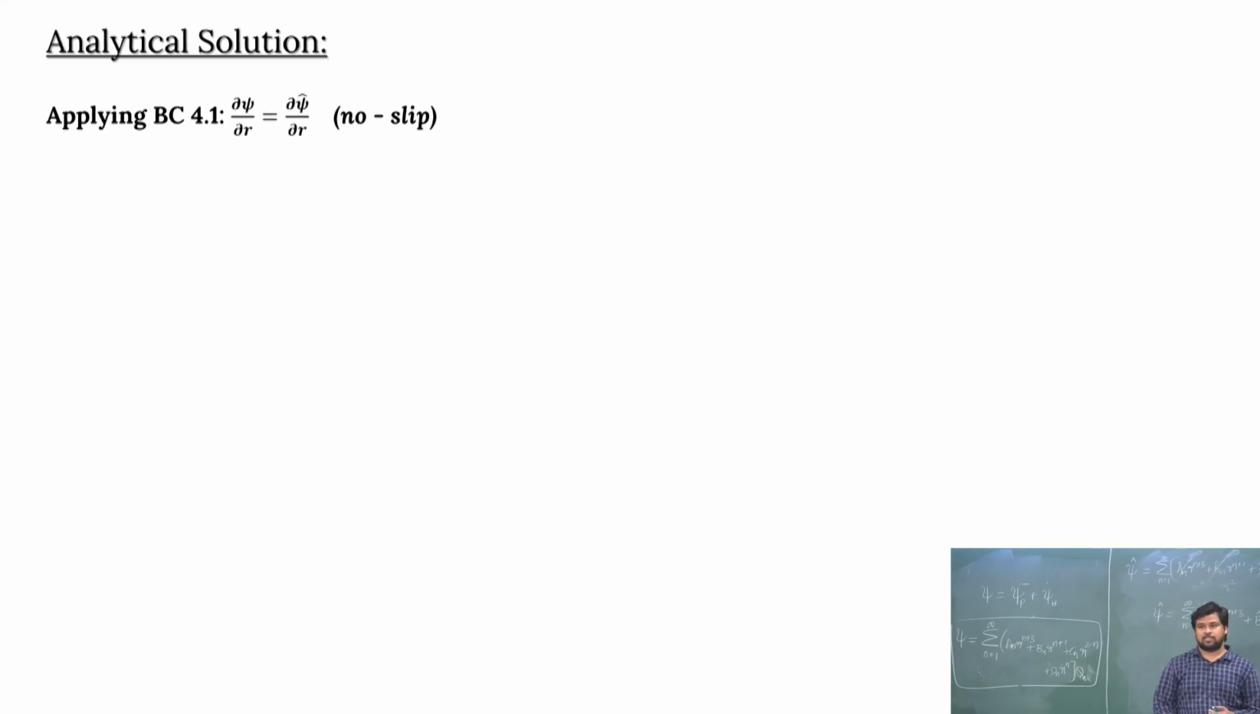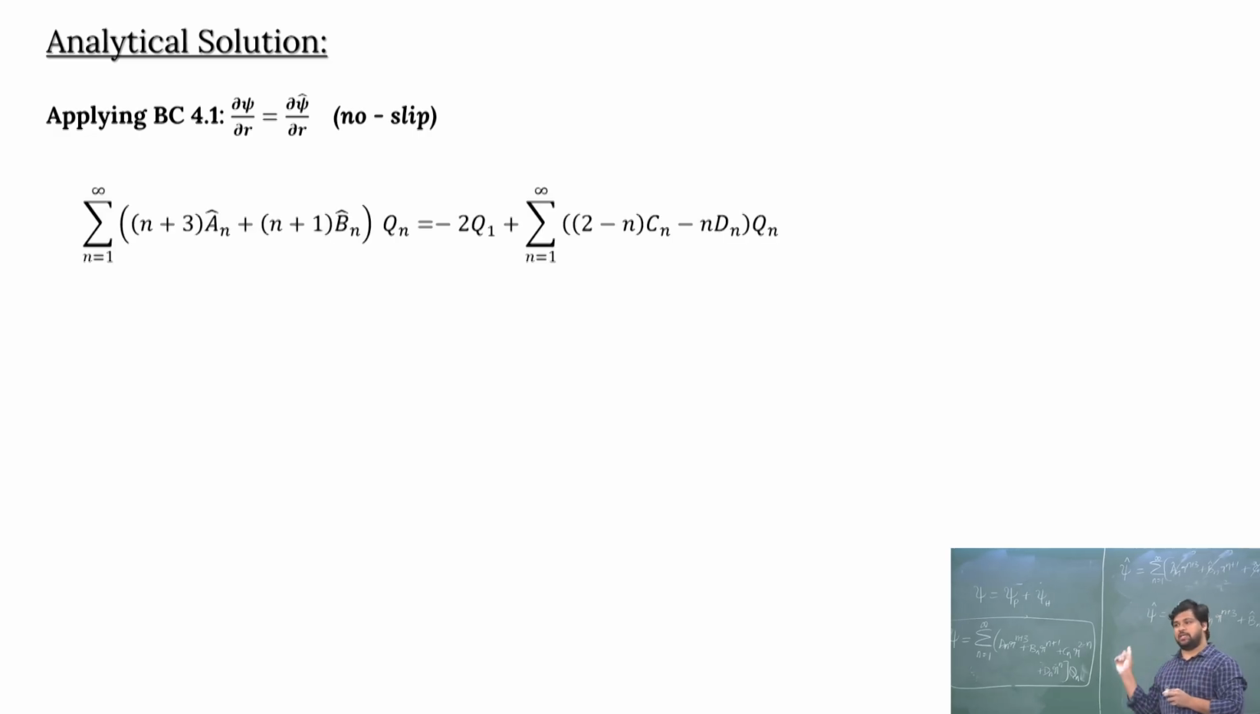The first condition is the no slip condition, which is nothing but tangential velocity should be equal. If you convert that into stream function, you will get this form, dou psi by dou r equal to dou psi cap by dou r. If you take the expressions from the earlier slide, you will end up with these expressions. This equation will be true only if all the coefficients of Qn are equal. Then only the equation will be satisfied, otherwise it will not be satisfied.